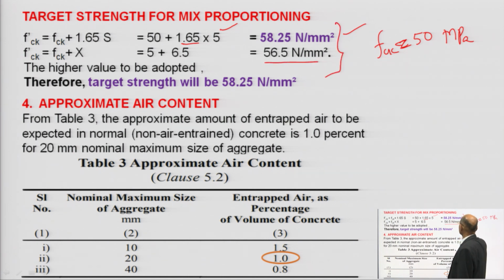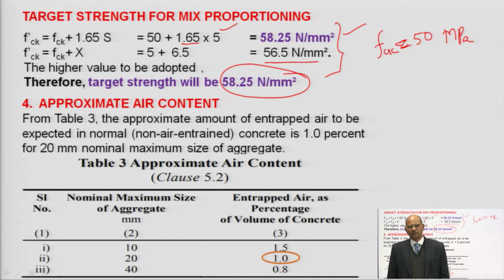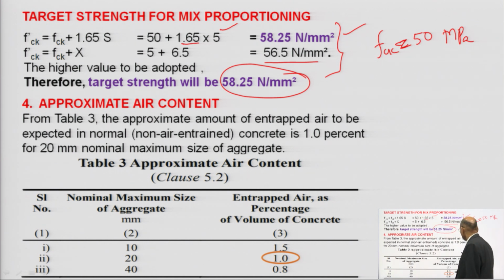So, out of these two values we have to consider the maximum value. So, our mean target strength should be based on 58.25. Next, the approximate air content. Depending on the type of coarse aggregate, there will be entrapped air in the concrete. For 10 mm it is 1.5, and for 20 mm approximately 1% will be the entrapped air. So, here we have adopted 1%.